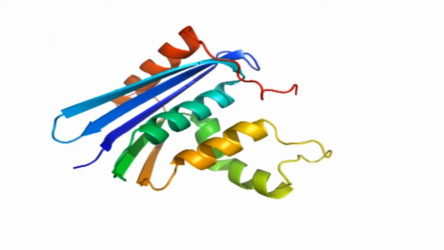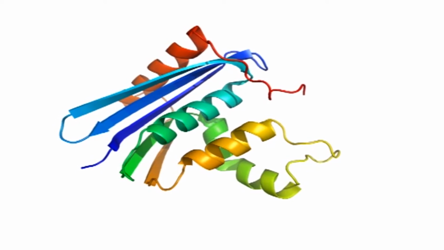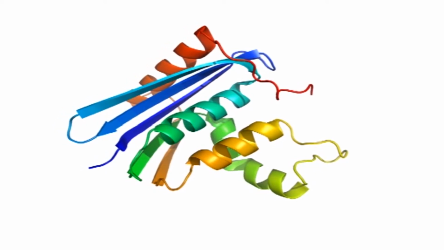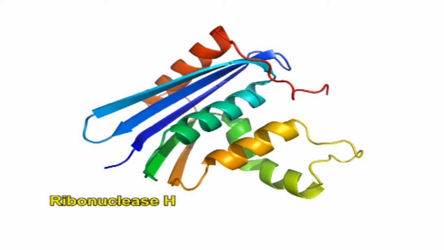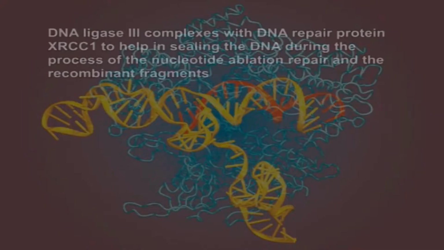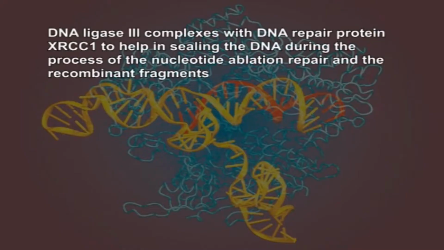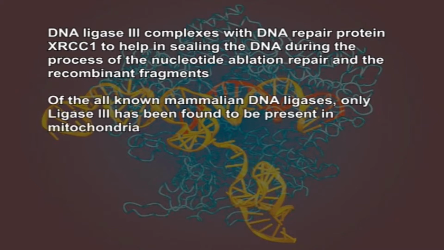There are four types of ligase present in mammals. DNA ligase 1 seals the nicks of the DNA molecule on the lagging strand after the ribonuclease H has removed the RNA primer from the Okazaki fragments. DNA ligase 3 complexes with the DNA repair protein XRCC1 to help in sealing the DNA during the process of nucleotide excision repair and in recombinant fragments. Of all the known mammalian DNA ligases, only ligase 3 has been found to be present in mitochondria.